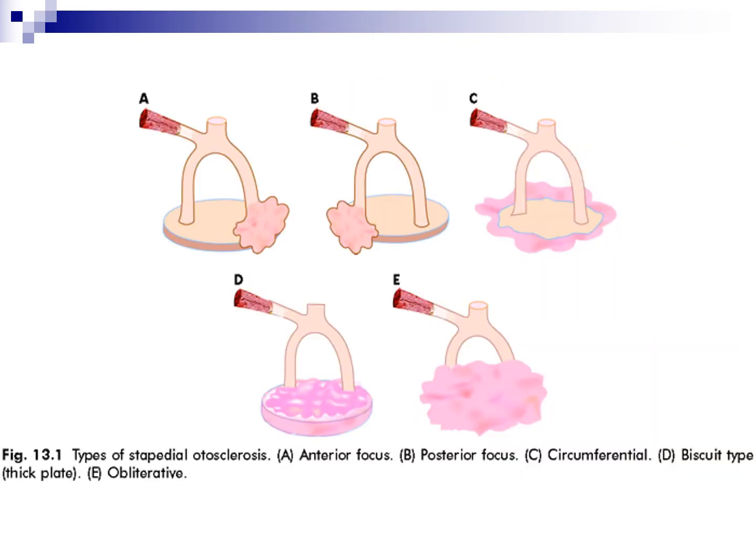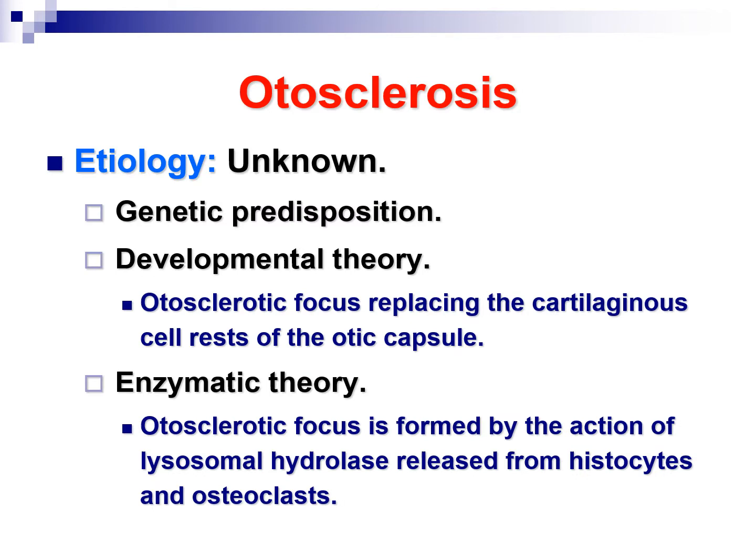We have 5 different types of otosclerosis. The first type has an anterior focus, the second type has a posterior focus, the third type has a circumferential focus, and the biscuit type has a very thin footplate. The obliterative type is the most aggressive type, in which the otosclerotic focus completely covers the footplate of the stapes.